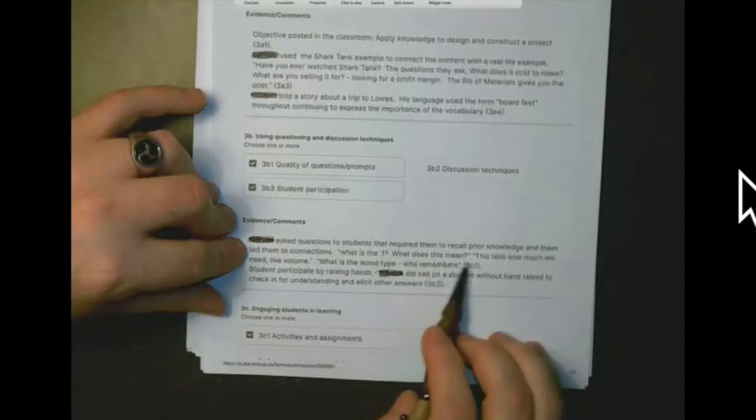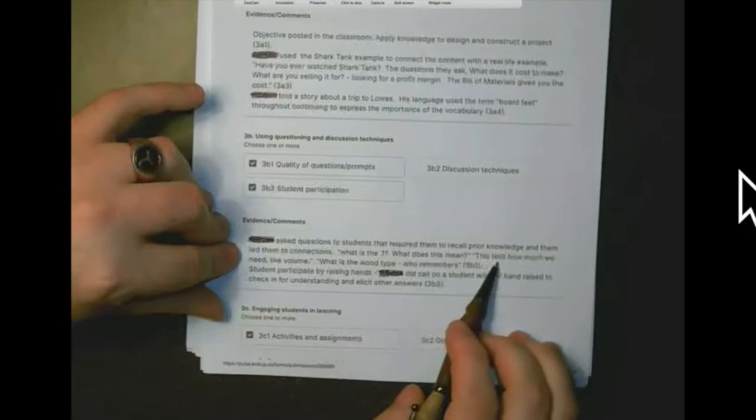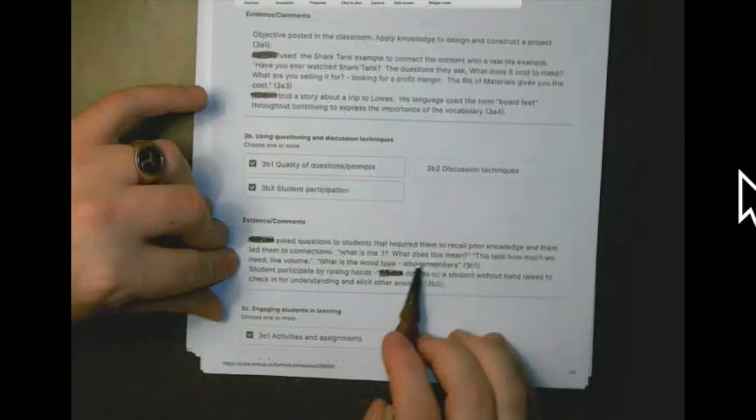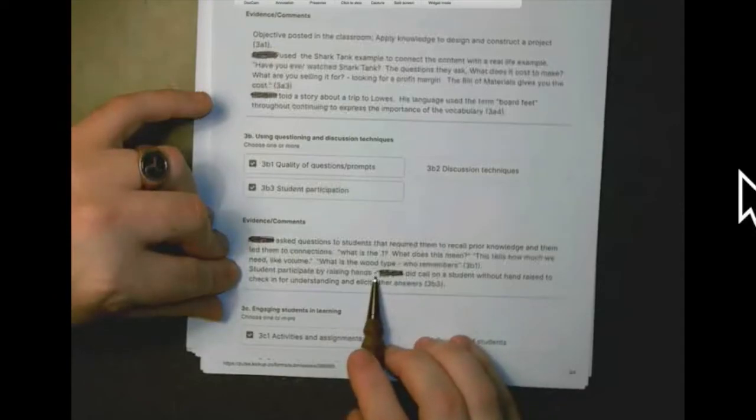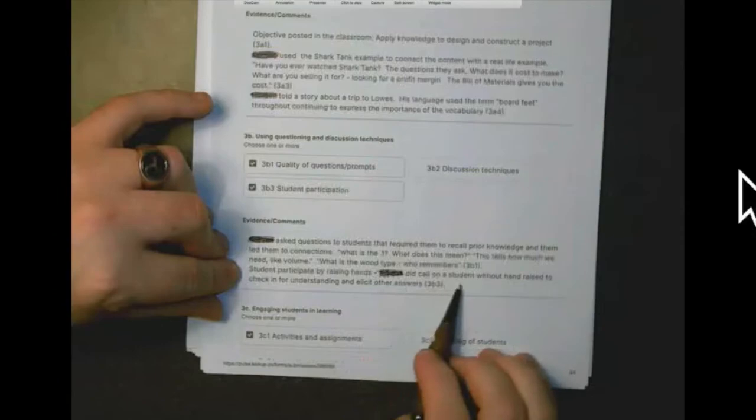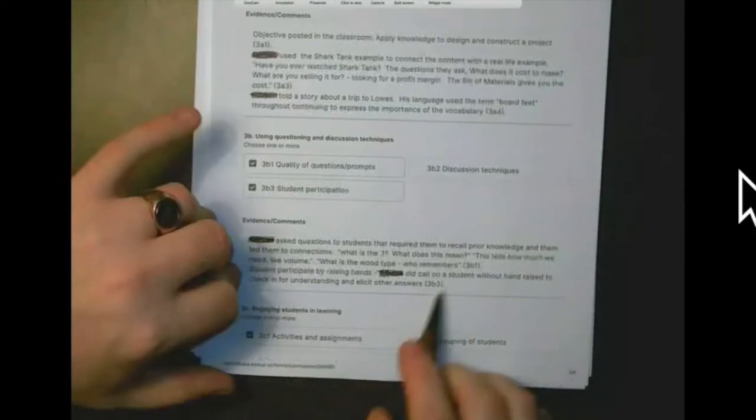Delving more into it, I talked about board footage, and board footage is a measurement of volume. I also tried to figure out who remembered what type of wood we were using. In this case, it was pine. They raised hands, and I called on a student without a hand raised, to check for understanding and elicit some extra answers. They liked that because it showed that I was paying attention, that a student looked like they were a little lost, and helped them out. That's also a way that I can refocus a student a little bit.